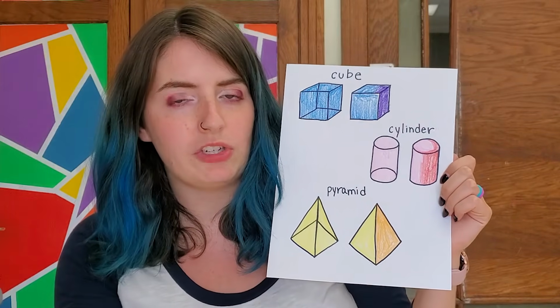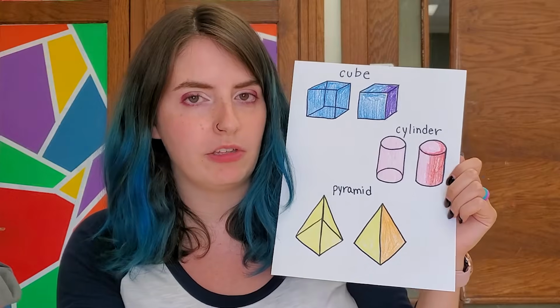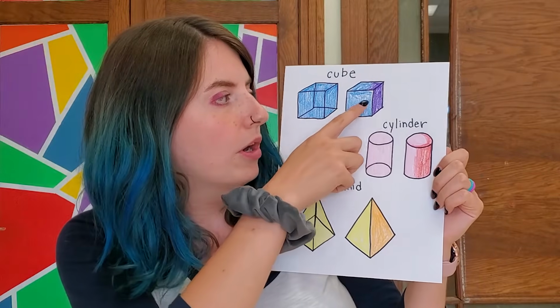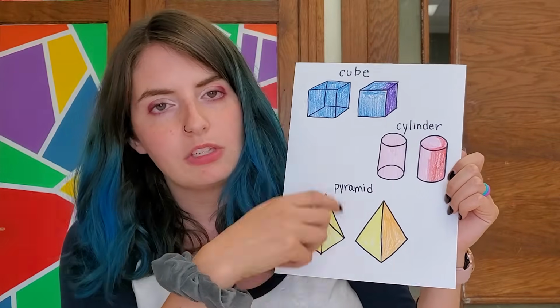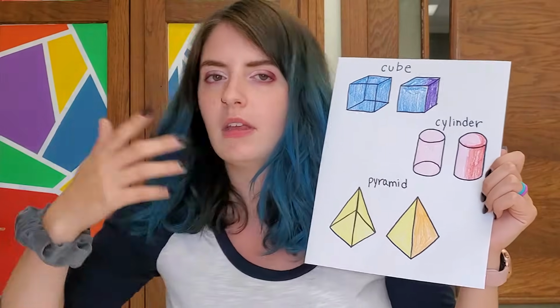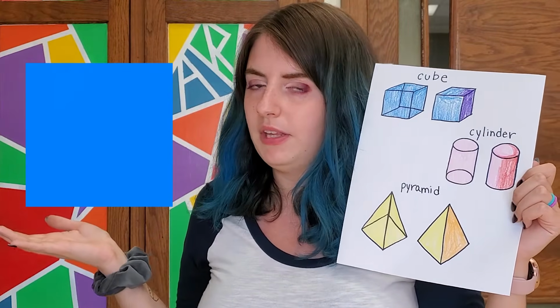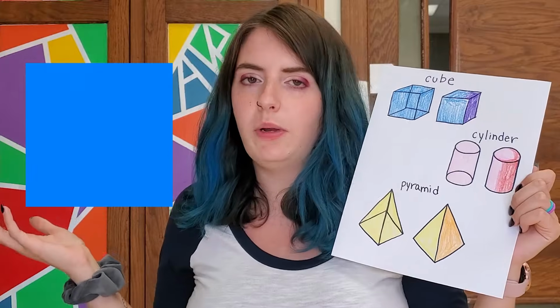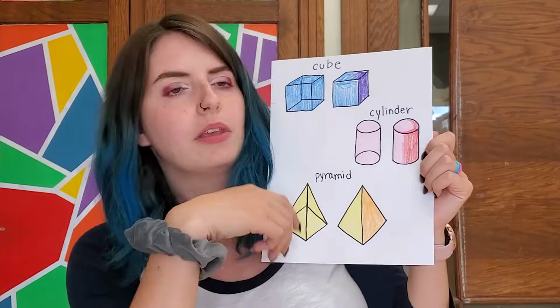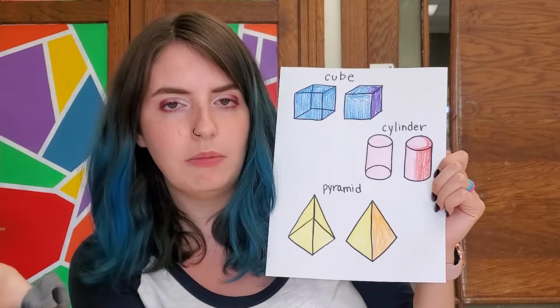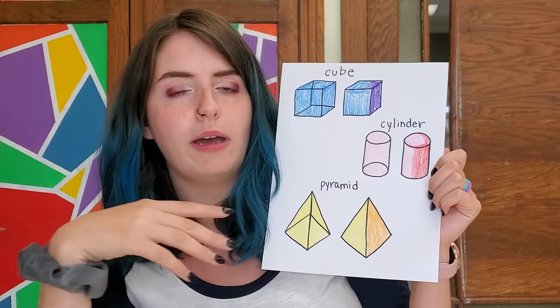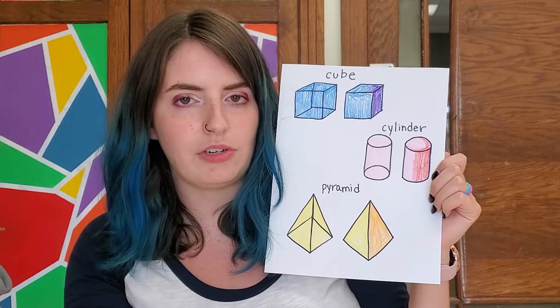What makes a 3D shape different than just a regular shape is that you can see more than one side. So this is a cube and this is a square. See the difference? A square, you only see one side. A 3D shape, you see multiple. So I'm going to show you how to make some of these and some extras.